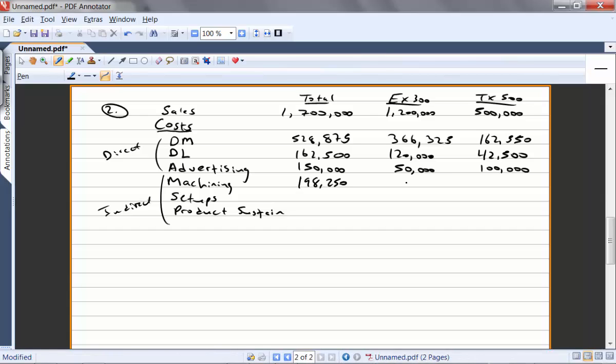How much goes to the E and how much goes to the T? We can't figure that out until we figure out the activity rate for the machining activity. So we'll do that in a sec.